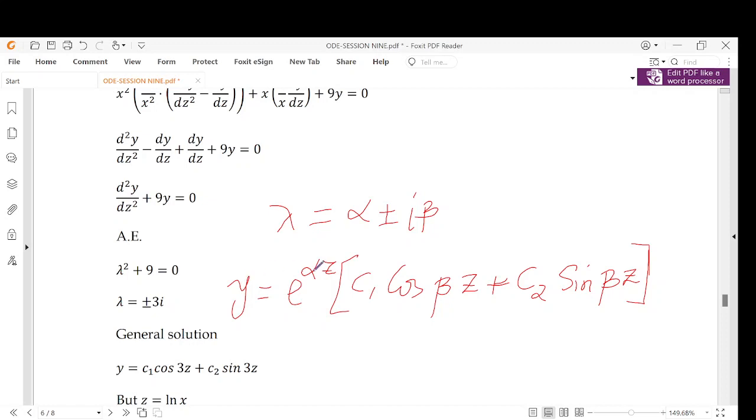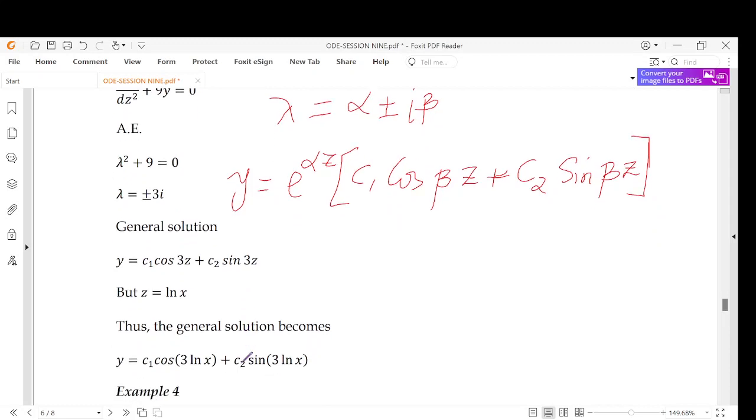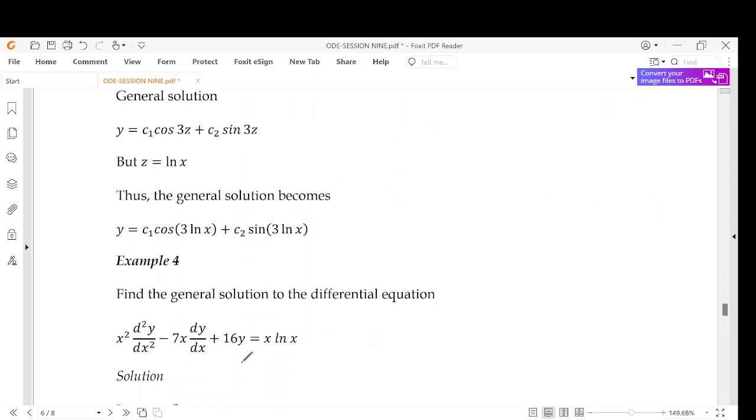Now notice that in our case alpha is 0, beta is 3. So e raised to power 0 is 1. So we are not going to have that term. So we only have the quantity inside the brackets with beta is equals to 3. Then you can substitute back z is logarithm of x, and you get the general solution.